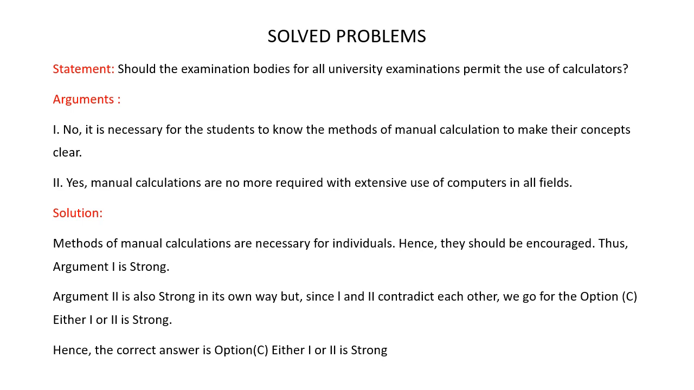But when you look at both the arguments, you will see that both the arguments are strong and contradict each other. When two arguments contradict each other, we should go for option C. Either 1 or 2 is strong. Hence, the correct answer is option C. Either 1 or 2 is strong.